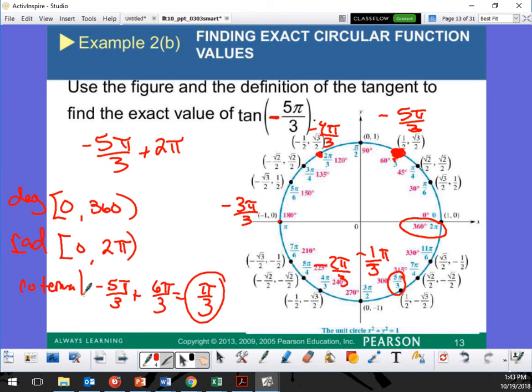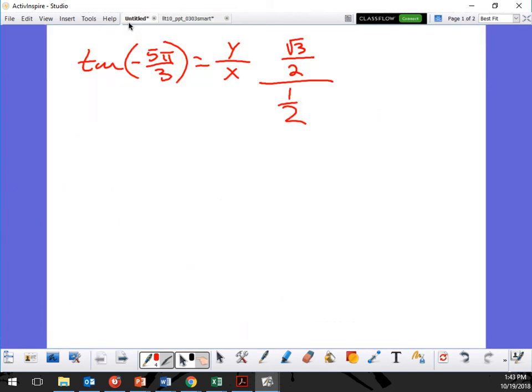So let's go back to this. I've got to do the math. I have a fraction over a fraction. I do not like fraction over fraction. We cannot divide fractions. You have to multiply by the reciprocal. That earns a candy right there. So it's going to be root 3 over 2 times the reciprocal, which would be 2 over 1. It's the reciprocal of the bottom.